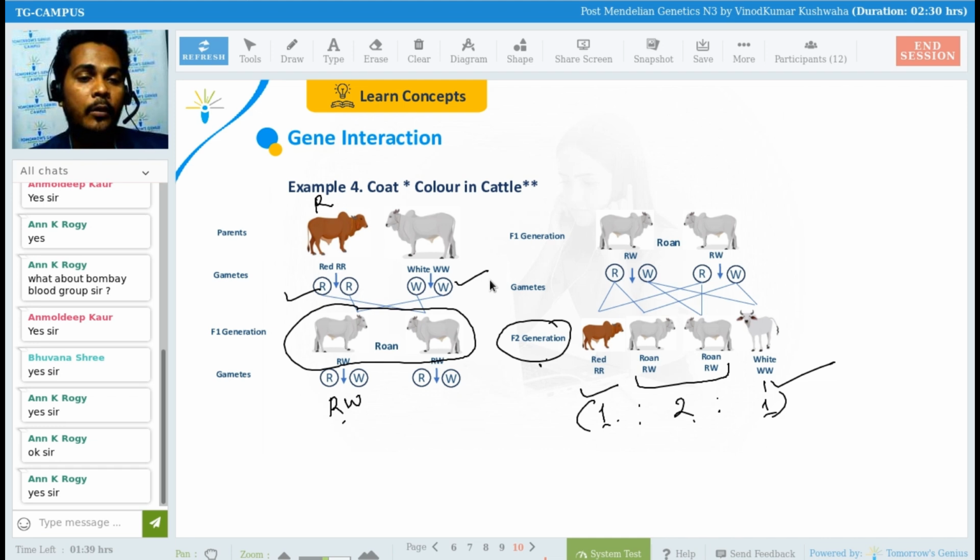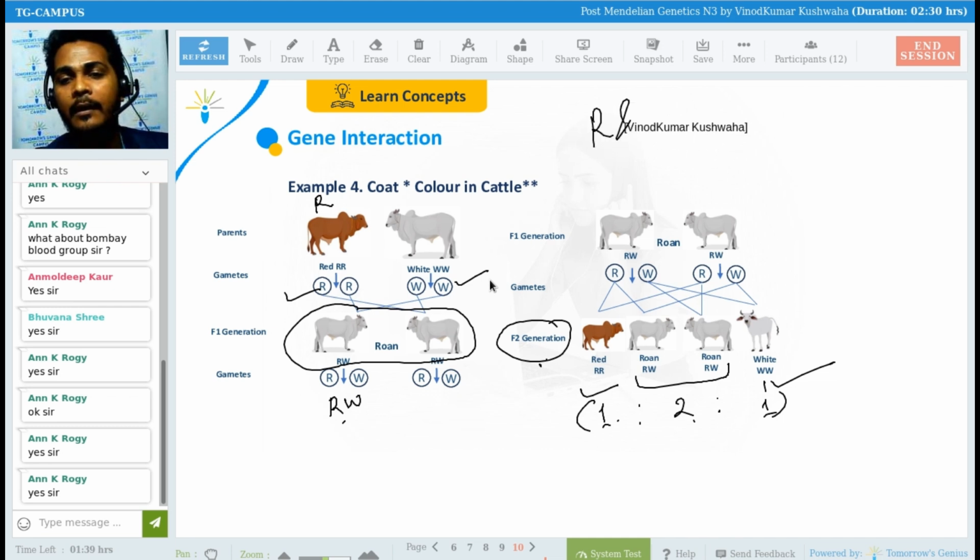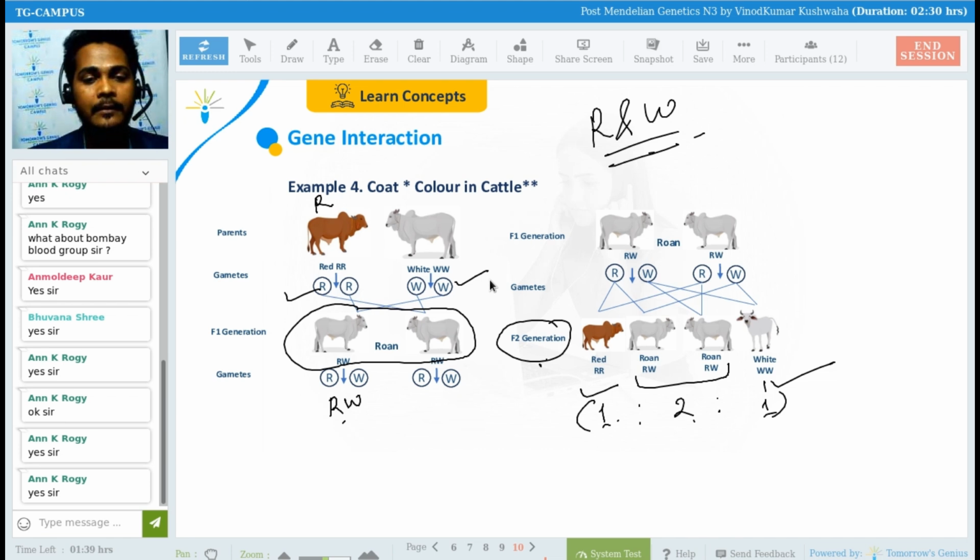So here, the roan coat color cattle are heterozygous, which shows that the R gene and W gene are codominant. So here R and W are codominant, and that's why it is codominance. This is an example of codominance. Clear? So this is a total of 4 examples related to codominance. They are equally expressed in that particular trait. Clear?